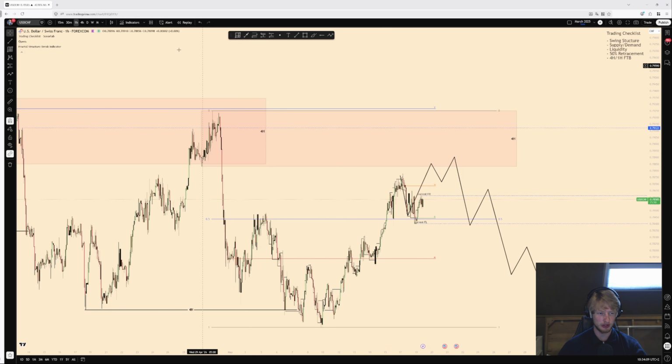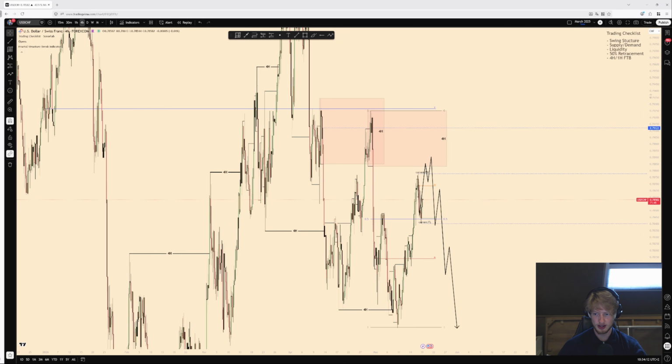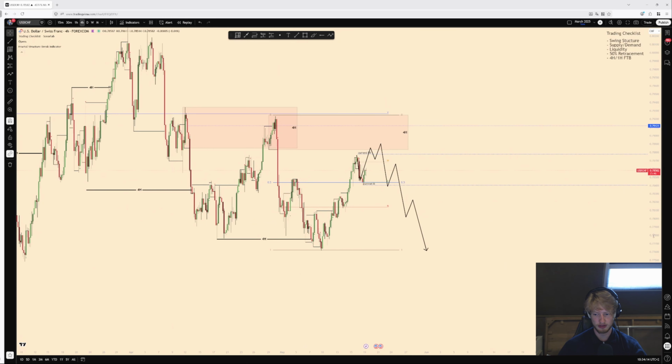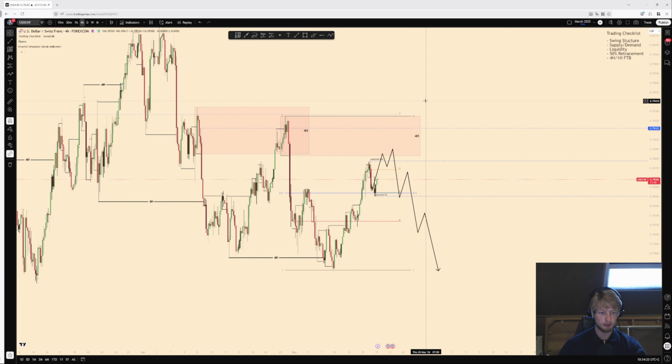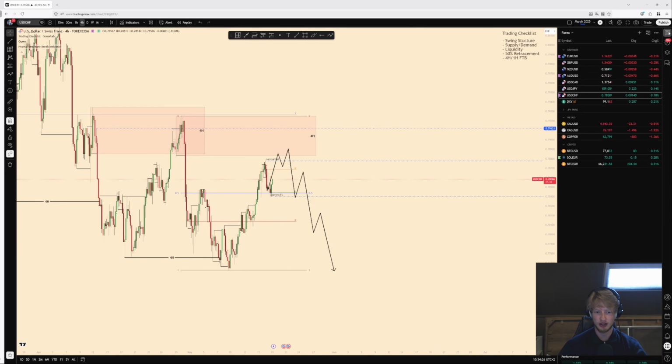Otherwise, wait for this 4-hour supply zone to get hit and then show us a change of character. But yeah, as of now, I still favor shorts if I look purely mechanically at the market structure over here. So going to be waiting for some clear setups on USD CHF as well.